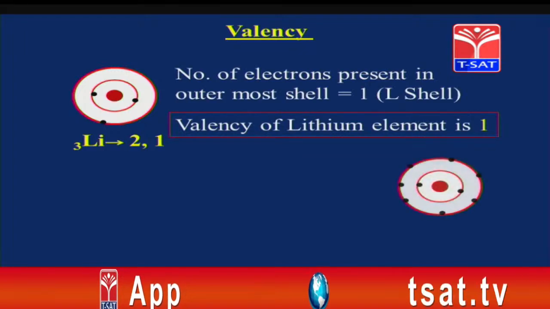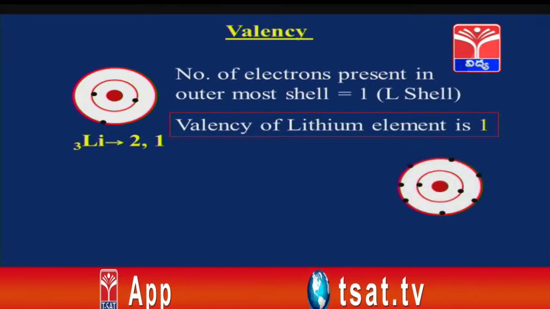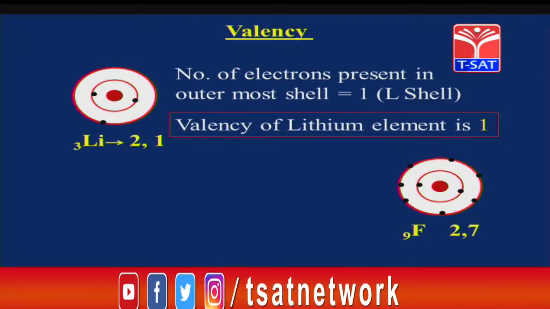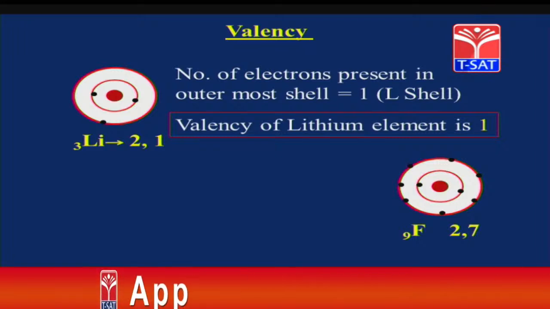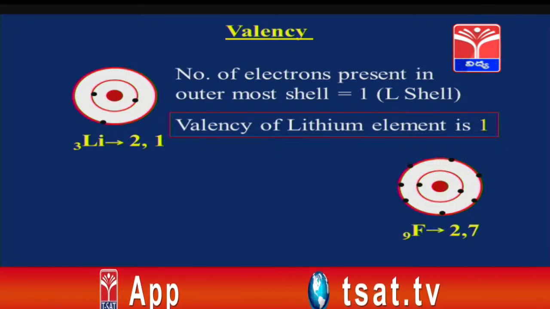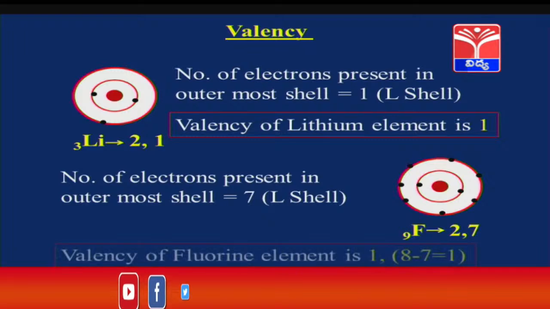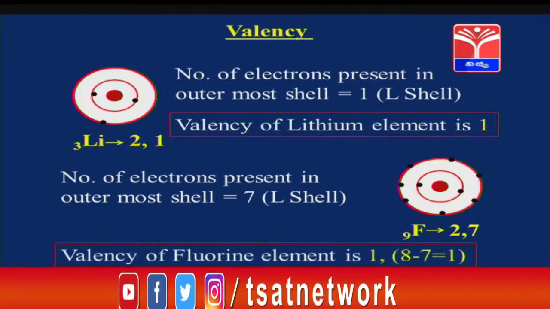In a similar way, let us discuss the valency of fluorine. Fluorine's atomic number is 9 and its electron distribution, we know, is 2, 7. In the outermost shell 7 electrons are present. The valency of fluorine can be calculated using the formula 8 minus valence electrons, 8 minus 7, that equals 1. So the fluorine atom's combining capacity is 1, it can combine with one other atom.